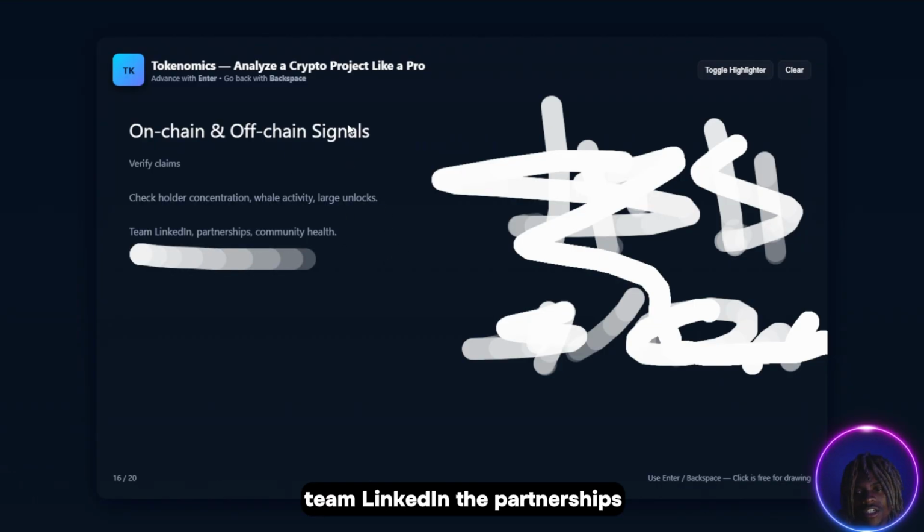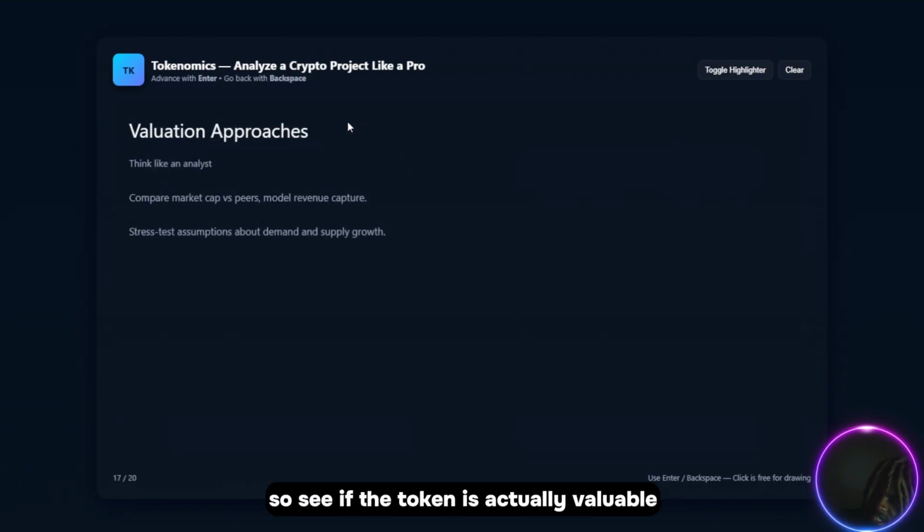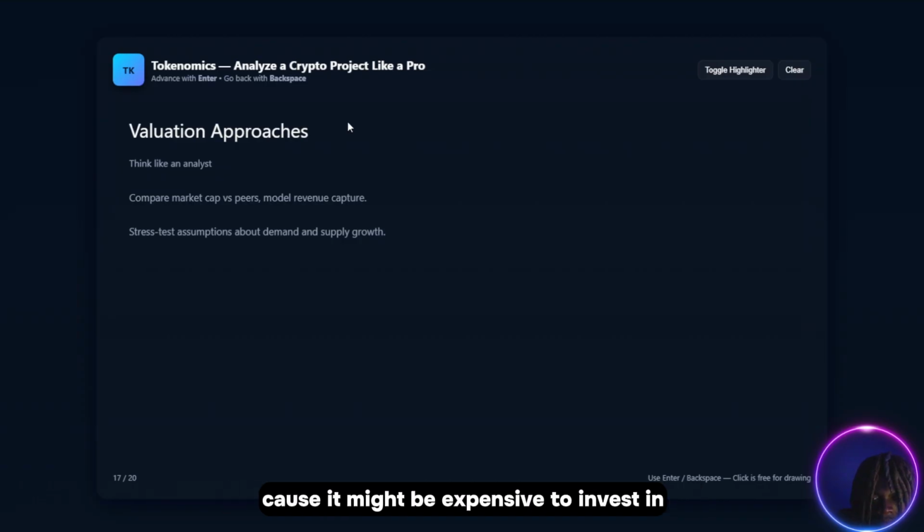Team LinkedIn, the partnerships, and the community help with the tokens too. So see if the token is actually valuable, see if it has a community around it, a website maybe, and think like an analyst. Compare the market cap versus peers. Market cap is a good depiction of how valuable something is. Sometimes you can't get in at the highest market cap because it might be expensive to invest in. You might want to catch a more valuable play and catch the market cap on the way up. Just study it, study the volume, and take your time.